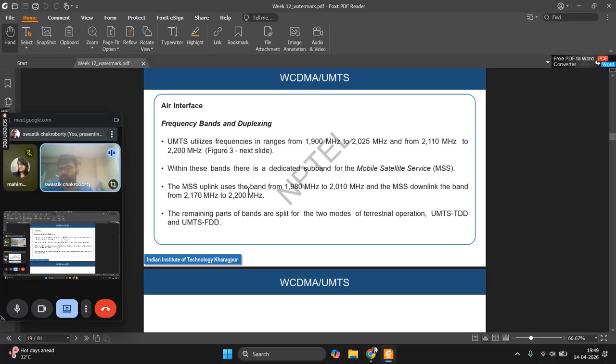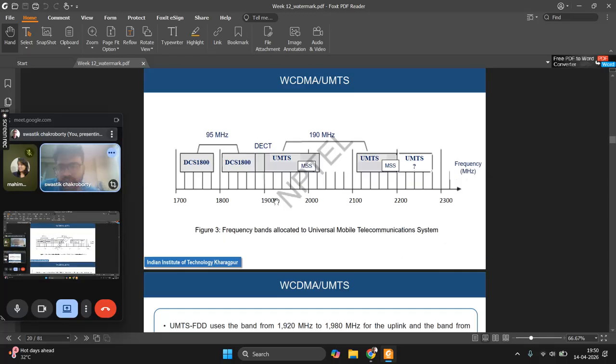So now these 60 megahertz in the second band and 95 megahertz in the first one were used for terrestrial operation, and then they were equally divided, half for TDD operation and half for FDD operation. So this is what is depicted in this table.